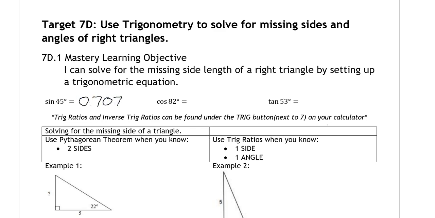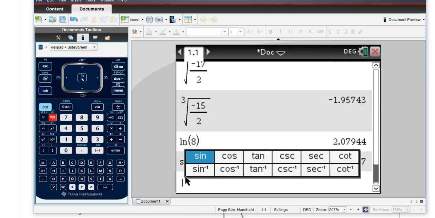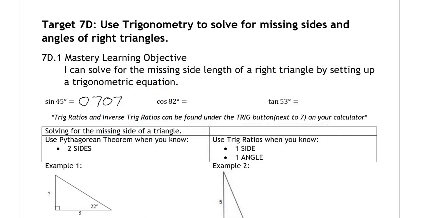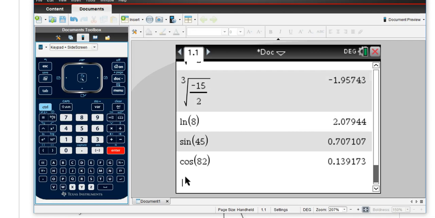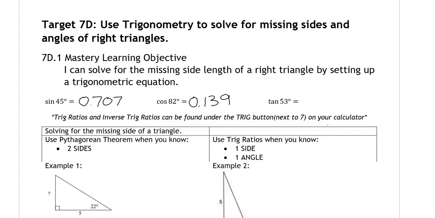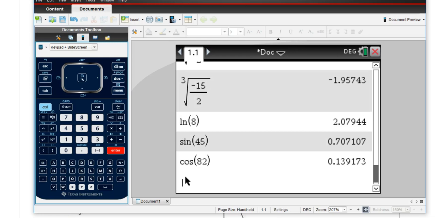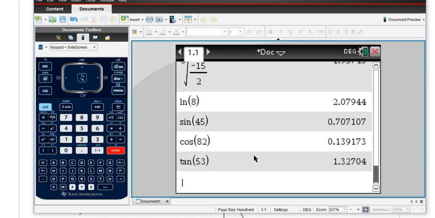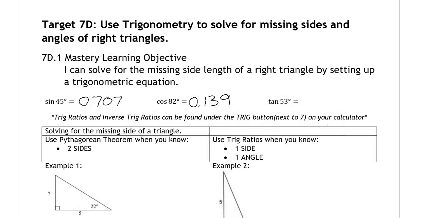Next one, cosine of 82. Again, I can just type that in my trig menu. Cosine is the second one. I get 0.139. And then my last one, tangent of 53, gives 1.327.